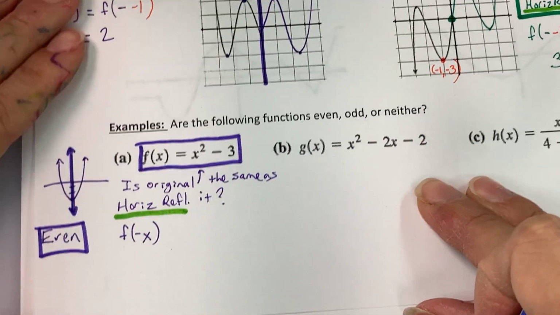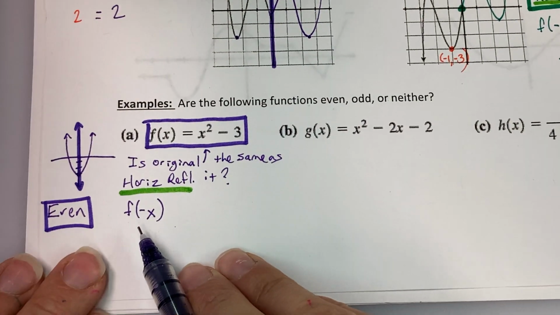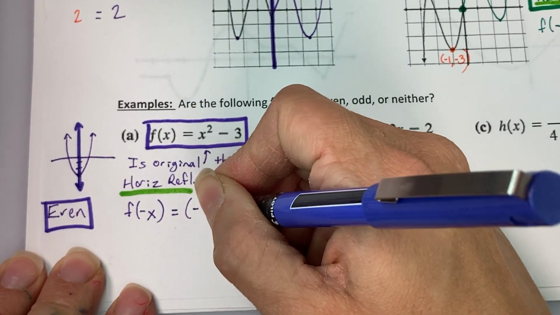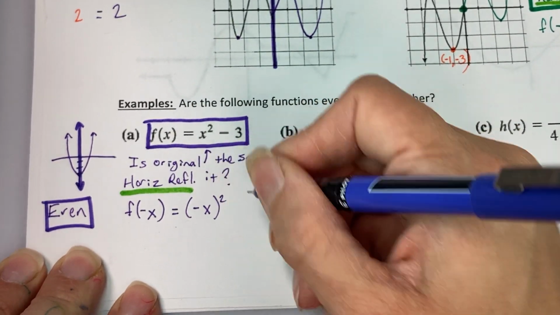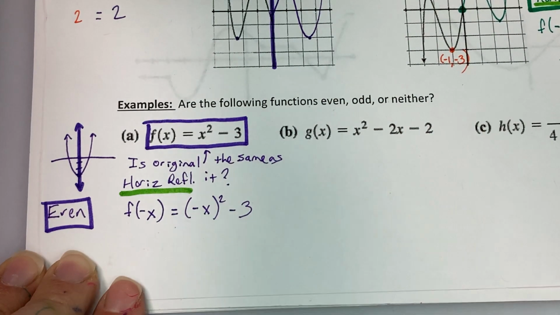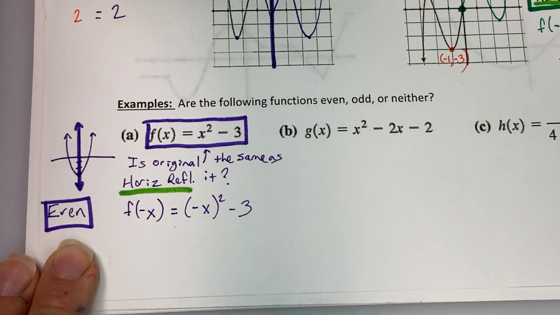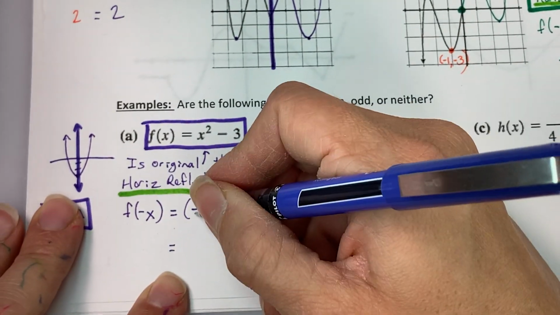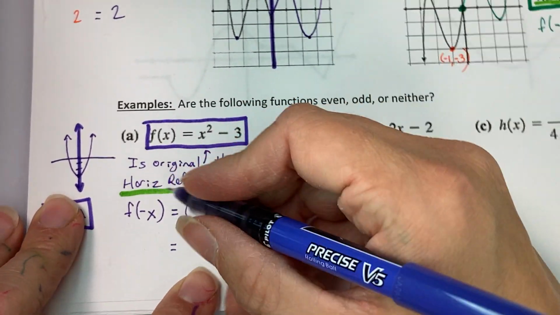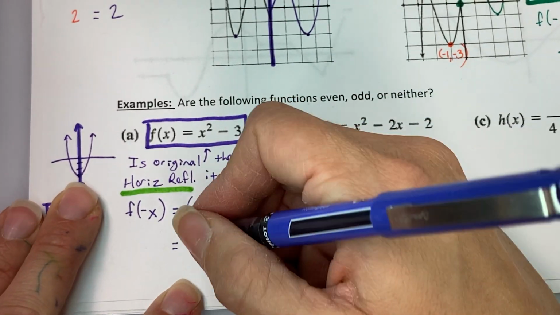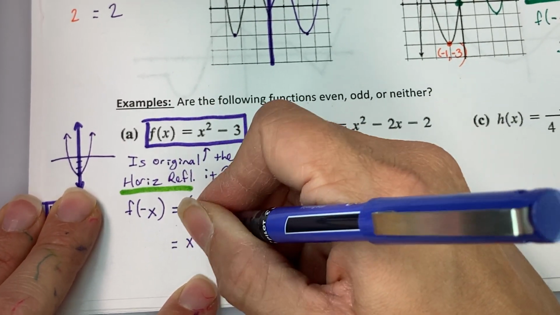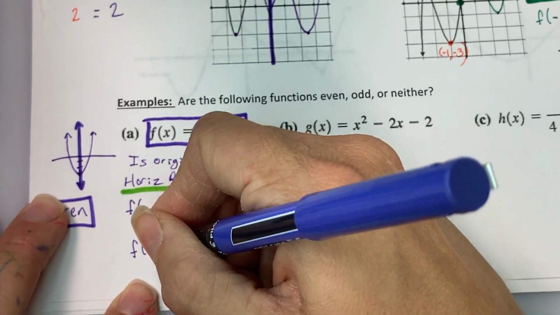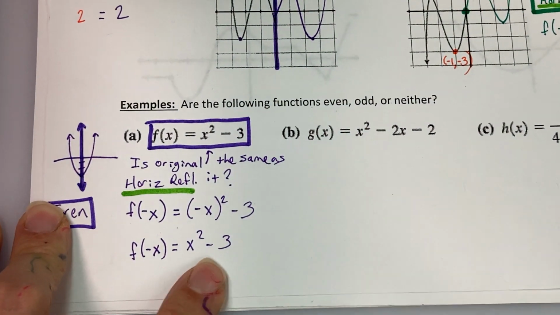There we go. That's what horizontally reflecting it looks like, a negative inside with the x. So if I apply a negative inside with the x inside my quadratic, we would get the following. So what happens when I simplify this? Negative 1 squared is positive 1, x squared is just x squared, so 1x squared is just x squared. Negative 3. So f of negative x gives me this.